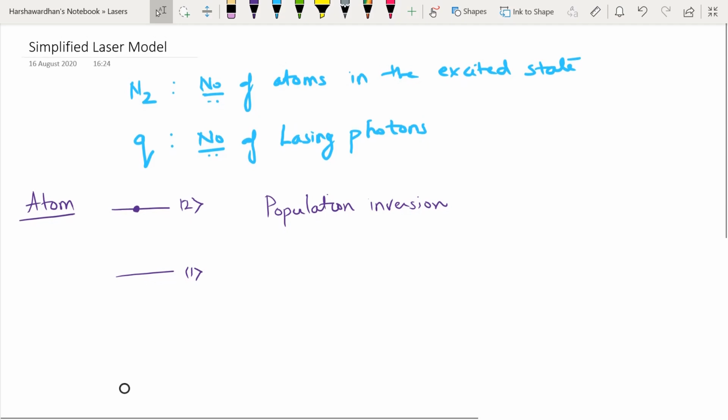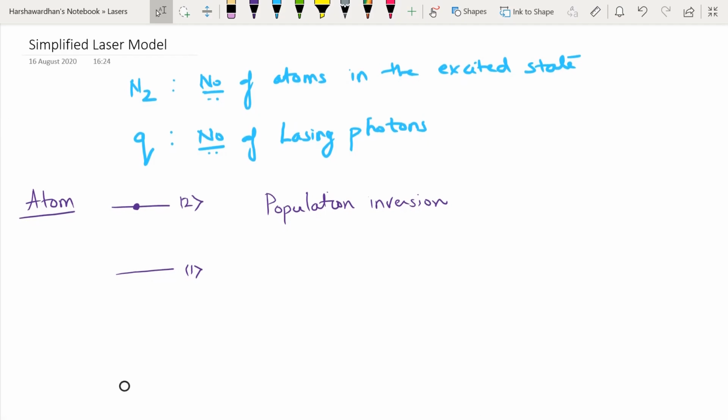So in this limit where I have produced the population inversion, my claim is that N2 is much, much larger than N1. And hence, because of the situation, I'm going to ignore whatever is happening in the level N1. I basically do not care about the atoms in the ground state. The second parameter Q has got to do with the light field.